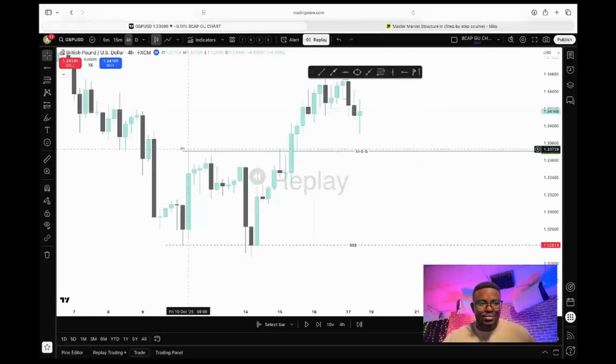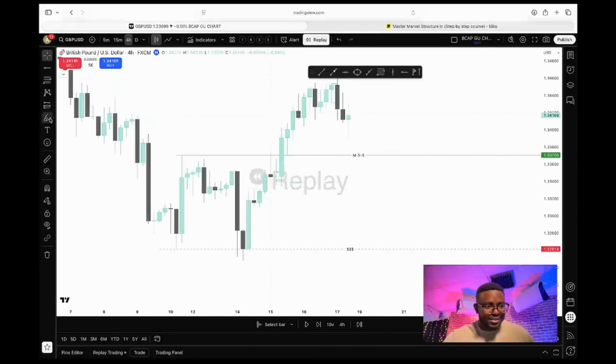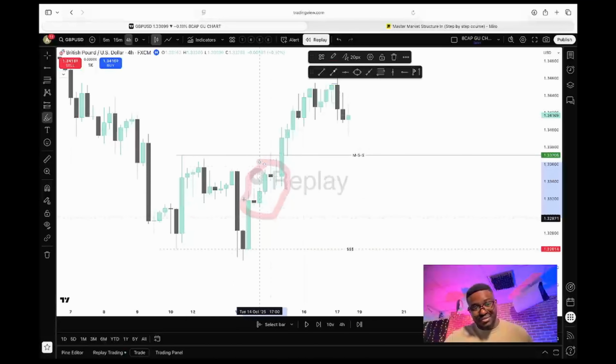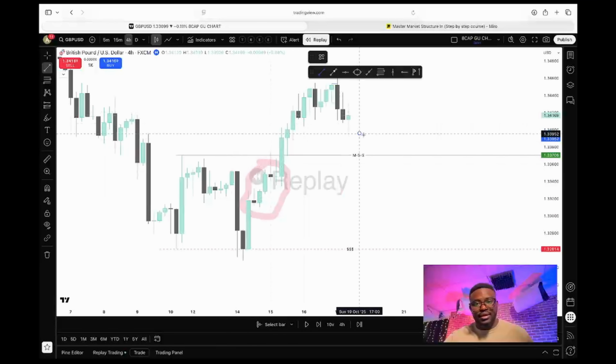But this is a liquidity raid, and the moment price raided liquidity right here, it created a bullish market structure shift. All of this in between is internal structure. Just avoid it and basically only focus on this. So you know this is a liquidity raid. There was a liquidity raid right here before the market structure shift, and then you can focus on the market trend from here as well.